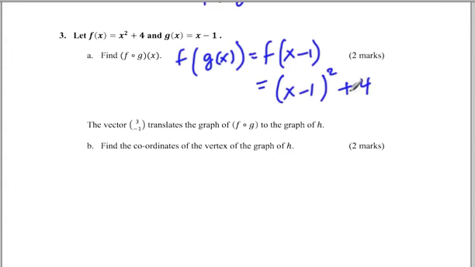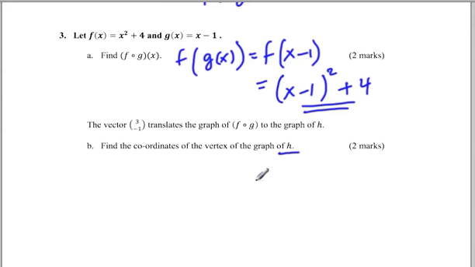Now, you might be tempted to expand this, but you don't have to. That's all you have to do. They just said to find what this is, and this is sufficient. And in fact, this form is actually very useful in the next section. So, the vector 3, negative 1 translates this graph, f of g, to the graph of h. Find the coordinates of the vertex of h.